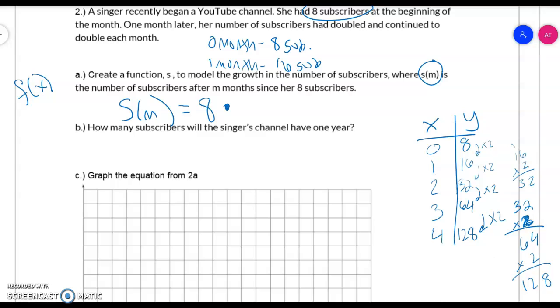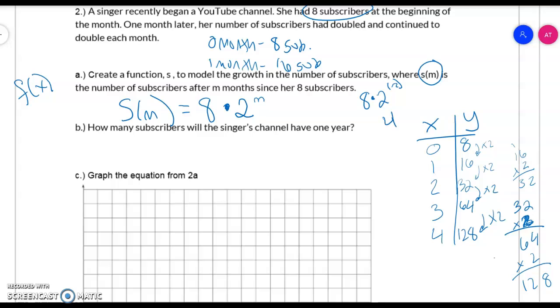So how can I show that? Well, I can put a 2 here, but look, 8 times 2 would just give me 16. So that would only give me the first month. What we need to do is put an exponent of m for the number of months that she has. Because look, 8 times 2 to the power of 2. Well, 2 to the power of 2 is 4. So here, let me write it down. If I was looking for the second month, let's double check and make sure our math is right.